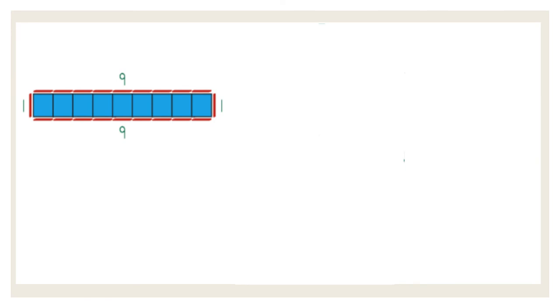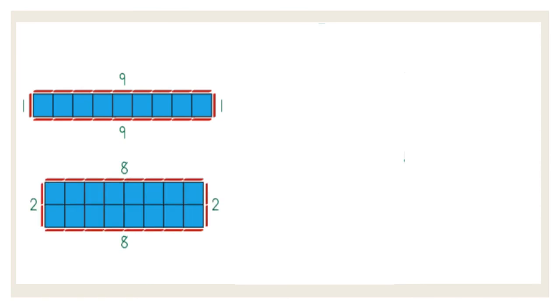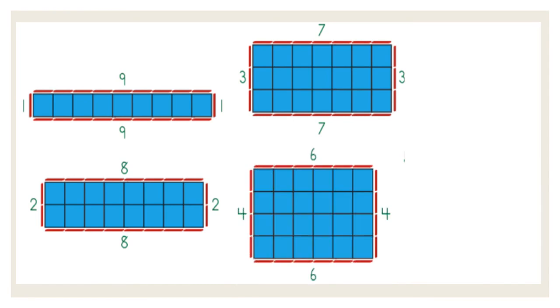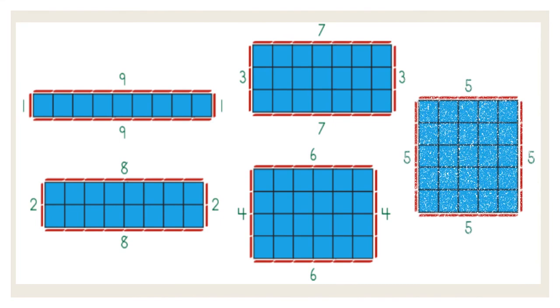A 1x9 array has an area of 9 square units. One row of 9 units, or 1 times 9, equals 9 square units. Here are other rectangles with perimeters of 20 linear units. A 2x8 array gives us an area of 16 square units. A 3x7 array gives us an area of 21 square units. A 4x6 array gives us an area of 24 square units. And a 5x5 array gives us an area of 25 square units.